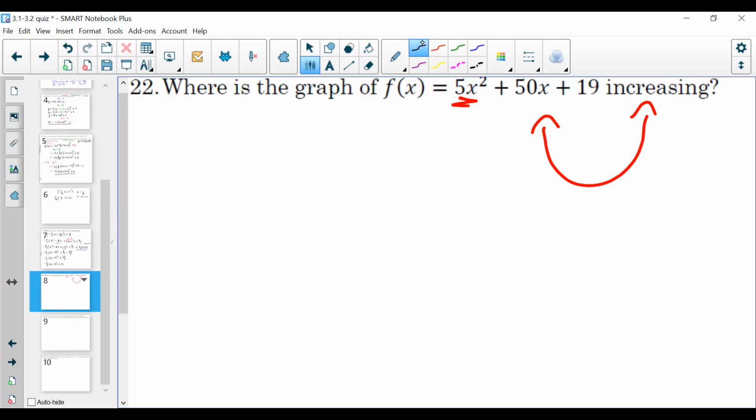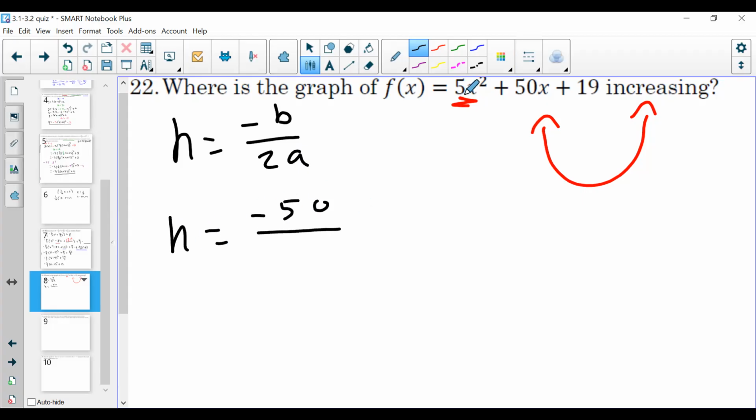So to figure out my h value, you could complete the square here and figure that out. That is an option. The easier way is to remember that h is negative b over 2a. That's the other way to go about it. So what I get is that h is negative b or negative 50 all over 2 times 5, which is 10, which is negative 5.